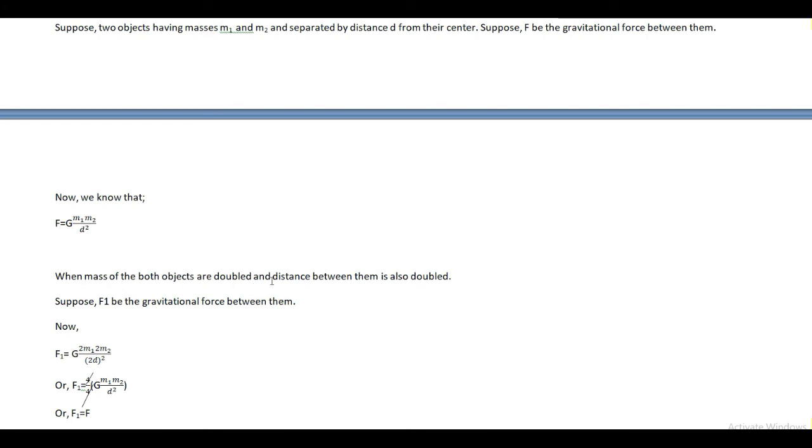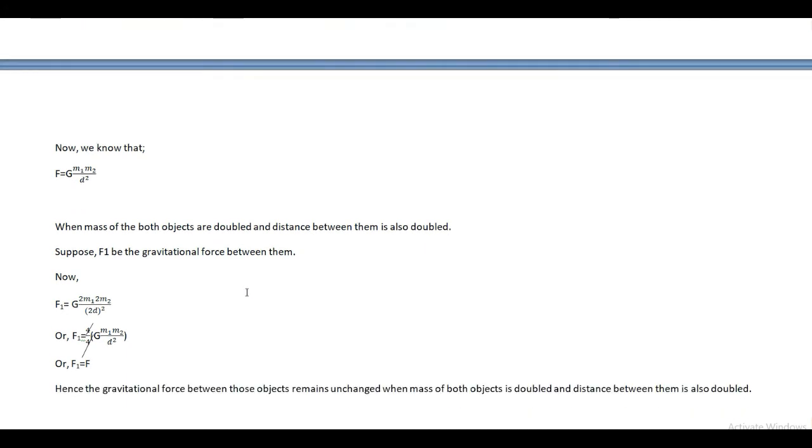Now again there will be change in the gravitational force, and we have supposed F1 be the gravitational force between them. Now after change, F1 equals G, then in the place of m1 and m2 we have written 2m1 and 2m2, because here the question has said mass of both objects are doubled. Then in the place of d square we are writing 2d whole square, because the condition here is distance between them is also doubled. Then here we can multiply 2 and 2 in the numerator, so in the numerator we'll have 4, so we have written here separately 4 in the numerator.